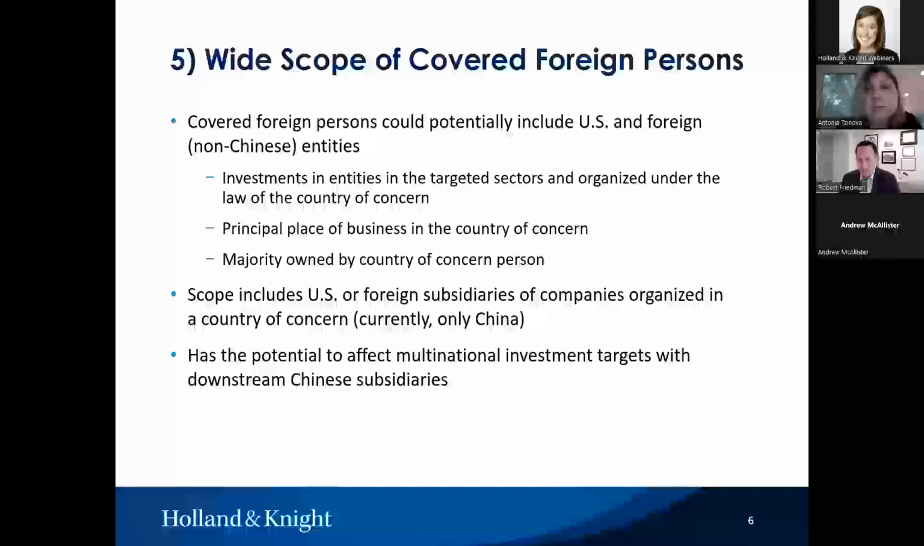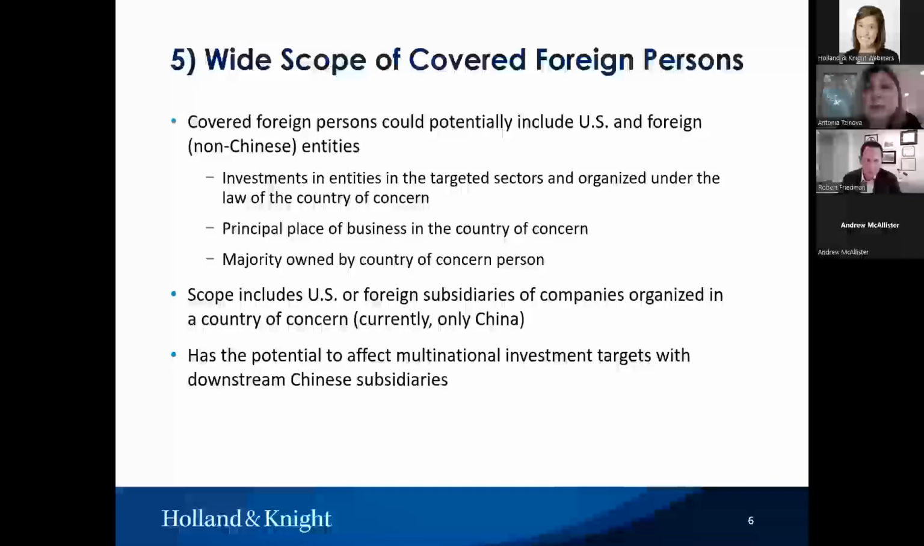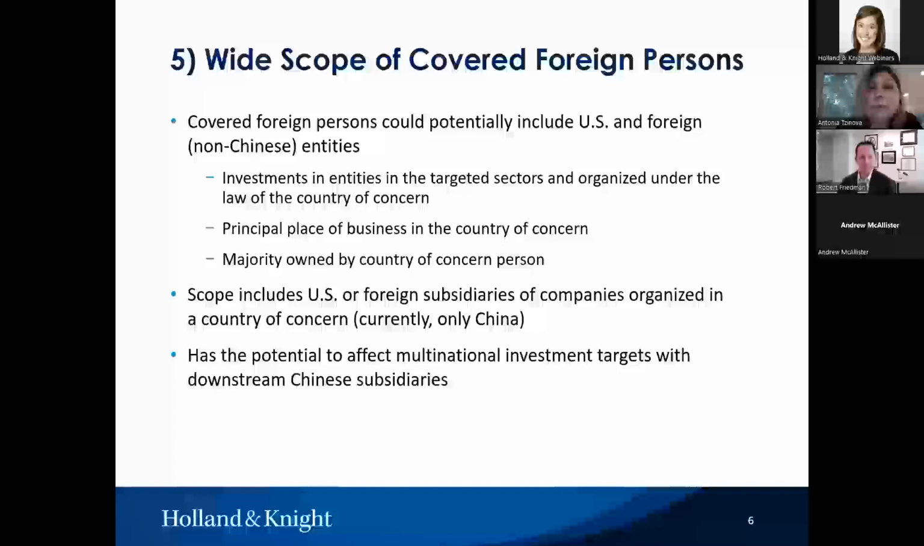And it's notable that these are persons that own or are controlled by nationals of the country of concern, but it's also their subsidiaries or entities over which they have control. As such, a covered person could potentially include the U.S. or foreign subsidiary of a Chinese or even non-Chinese entity if ultimately majority ownership or control can be tracked back to a Chinese national or Chinese company. And that is important. That's going to affect some of the activities in the U.S.